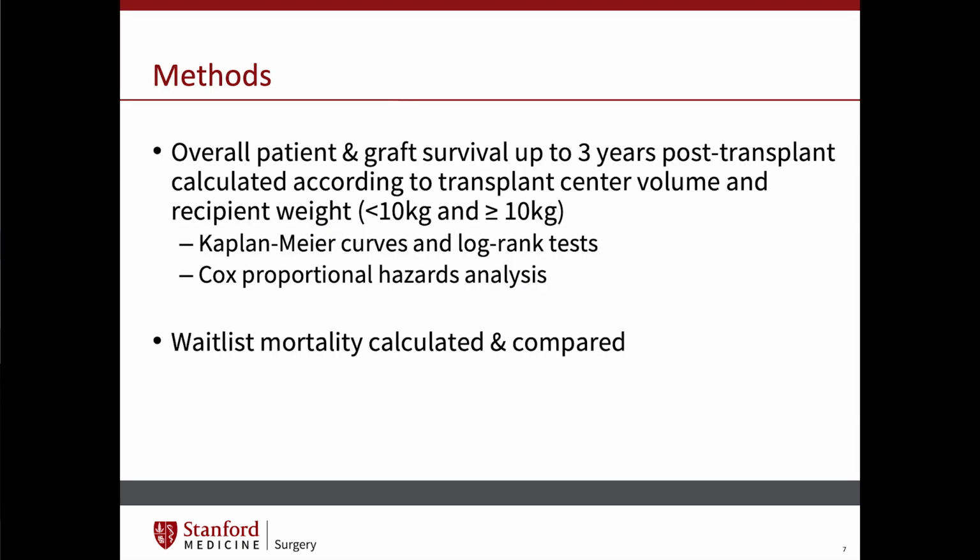Overall graft and patient survival for recipients less than 10 kilograms and equal or greater than 10 kilograms up to 3 years post-transplant were calculated and compared using Kaplan-Meier curves and log rank tests. And these were further stratified by transplant center volume. We then used Cox proportional hazard models to identify independent predictors of graft failure and recipient death. We also calculated waitlist mortality and compared this between the two groups.